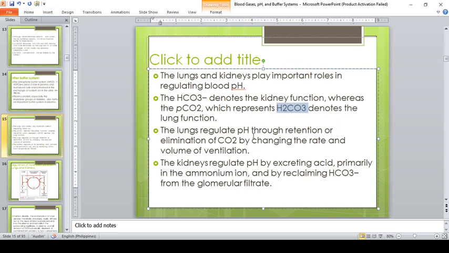The lungs regulate pH through retention. Ito na yung sinasabi ko kanina, or elimination ng CO2 by changing the rate of ventilation. So, that is hypoventilation or hyperventilation. Si kidneys naman, main function niya is that to reclaim, okay, retention or elimination ng bicarbonate. So, other method wherein it can regulate pH is by excreting acid, primarily in the ammonium ion. But this is its main way of maintaining pH balance.